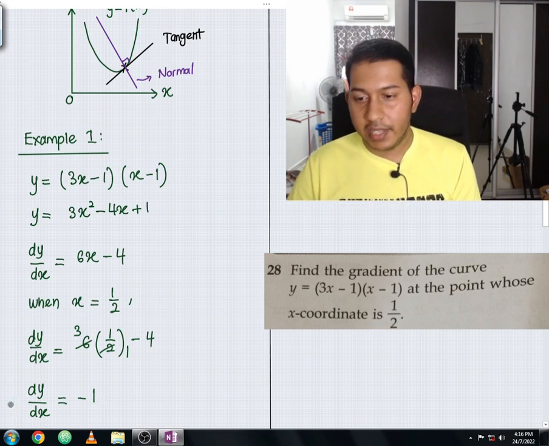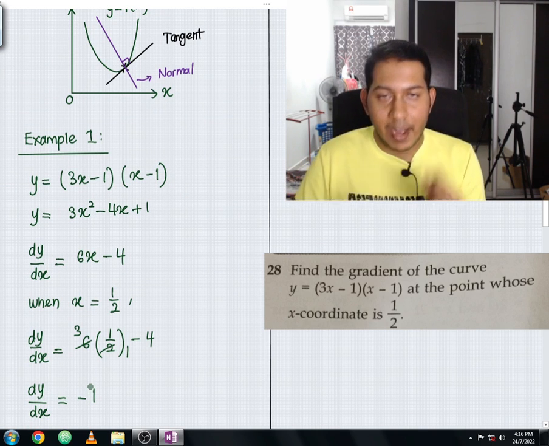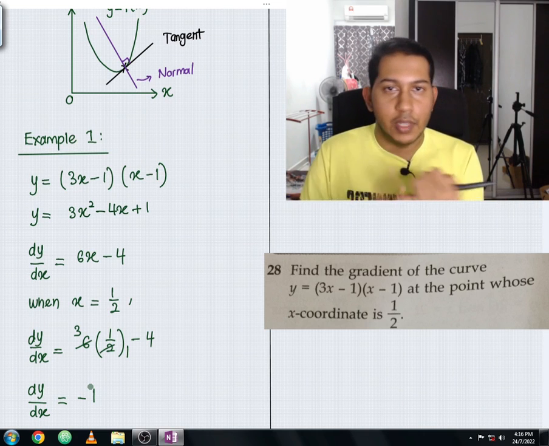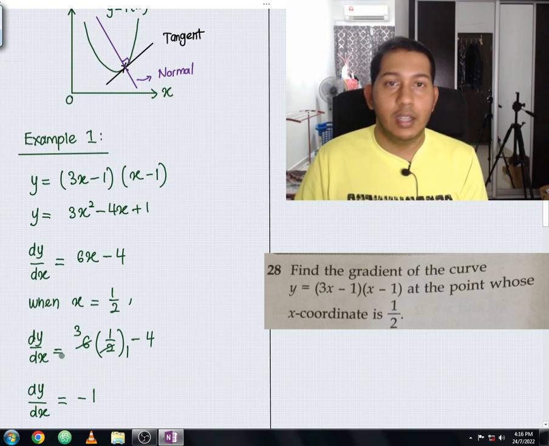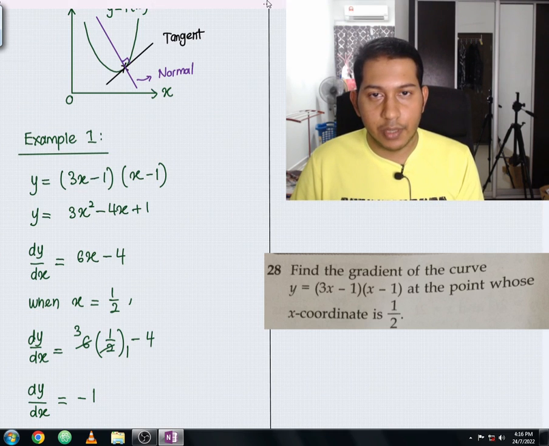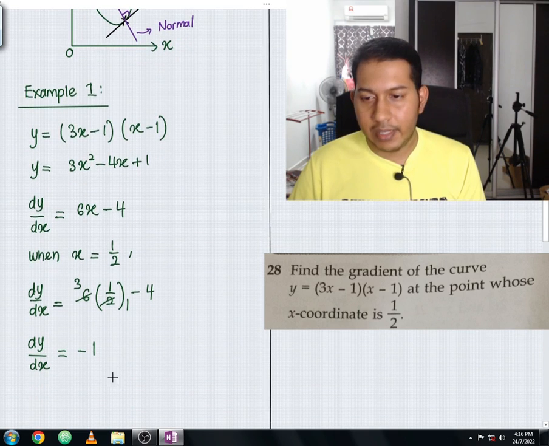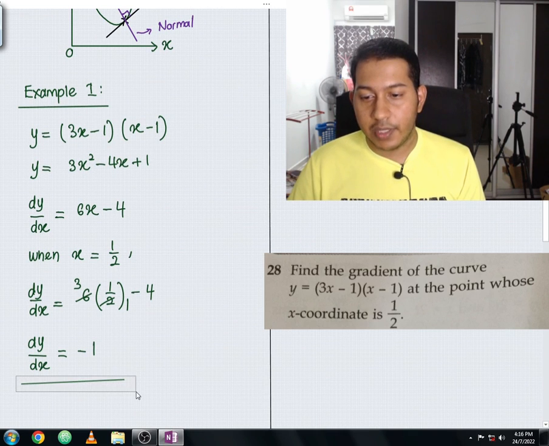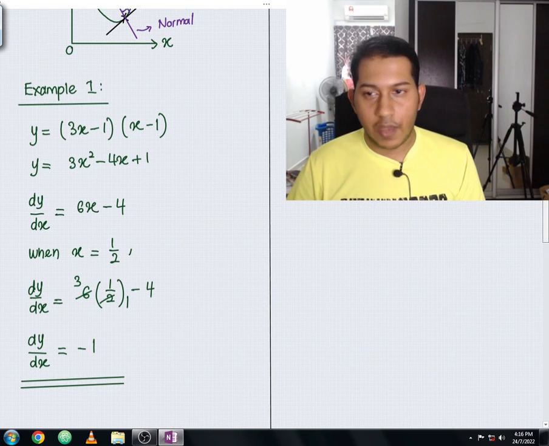They just ask us to find the gradient of the curve, so you can just leave your answer this way. I'm repeating this again, guys: if the question asks you to find the gradient of the curve or gradient of the tangent, that means you need to perform the differentiation. Let me just underline this solution. It's a kickstart, a very simple example to give you an overall idea of how this question is going to be. So we are done with example 1.